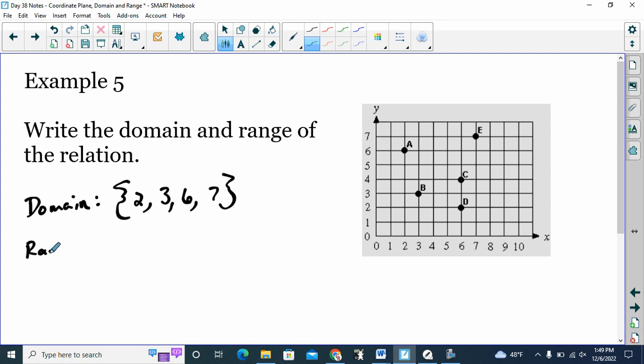The range, I do the same thing, but I'm thinking about the y values. I'm starting at the bottom and working my way up. So the smallest y value I see is this point right here, which is 2. This point has a y of 3. C has a y value of 4. A has a y of 6. And E has a y of 7.